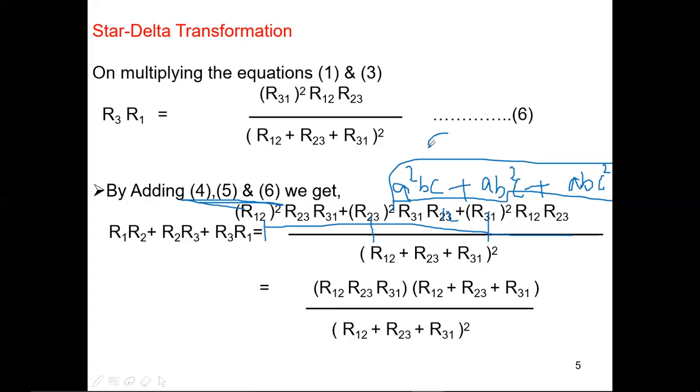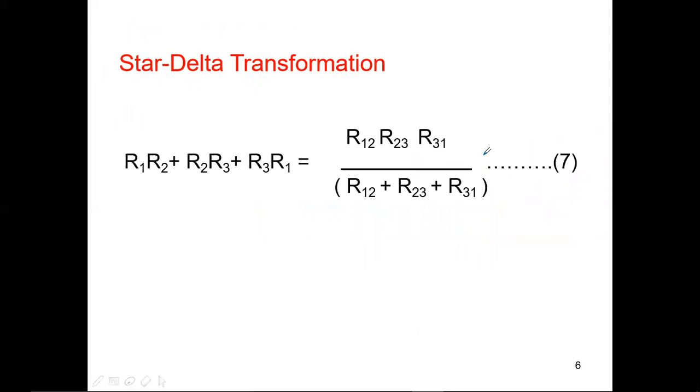So I can write abc by taking common of a plus b plus c. If I multiply abc with a, I get a square bc. abc with b gives ab square c. If I multiply abc with c, I get abc square. Like that, I took the common of this product. Then I can get this type of equation, and these cancel each other. My R12 R23 R31 will become equal to this equation, right?